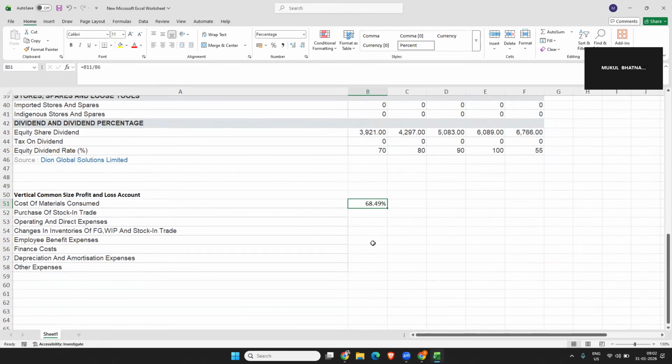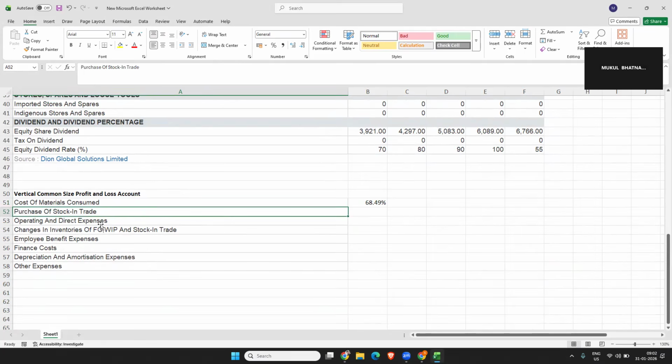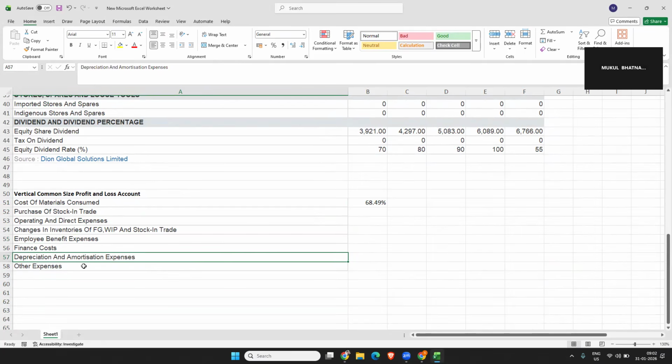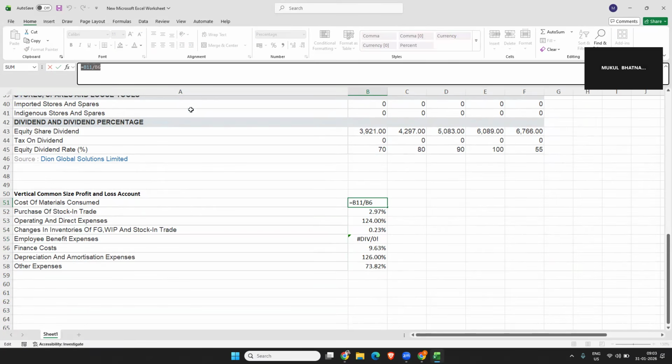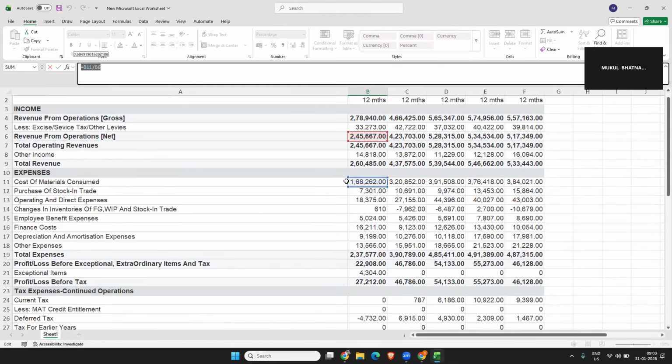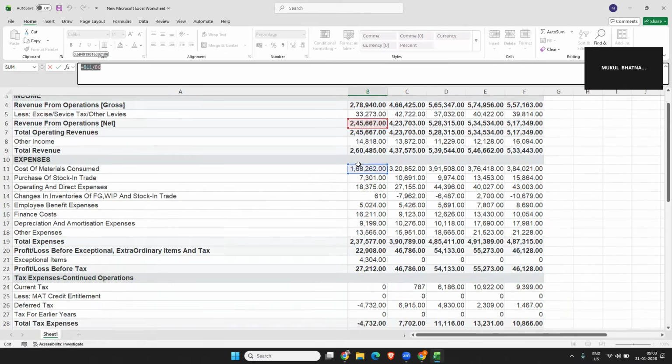Now, listen to me very carefully. I need to calculate this percentage for other expenses as well. So, what I can do, I can drag this. When I drag this, there is an issue, because you can see that it is B11. If you see in the formula box, it is B11 upon B6. In B11, cost of material consumed is written, and we are dividing it by B6, in which revenue is written.